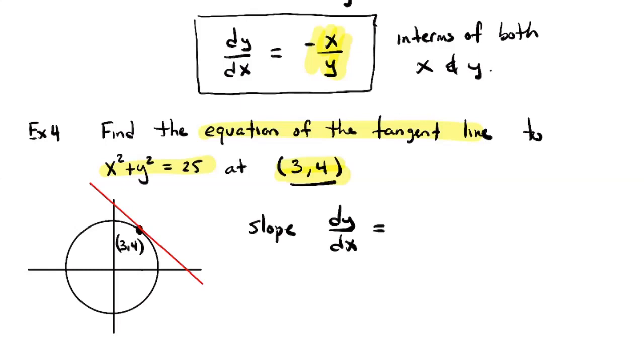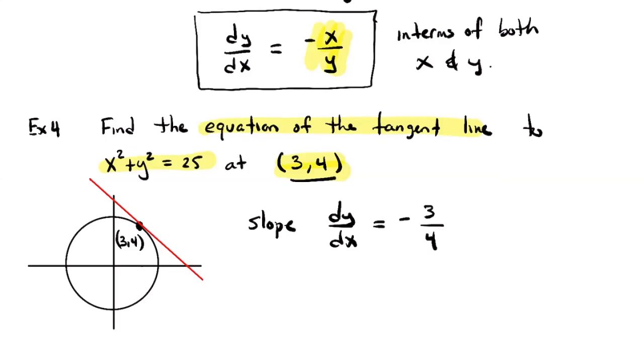And here, I'm going to take that formula that's at the top of the screen, minus x over y, and I'm going to replace x with 3 and y with 4. So my slope there is negative 3/4, pardon me. So we were asked for the equation of the tangent line, so I'm going to do it in point slope form. I'll write y minus 4 is minus 3/4 times the quantity x minus 3.